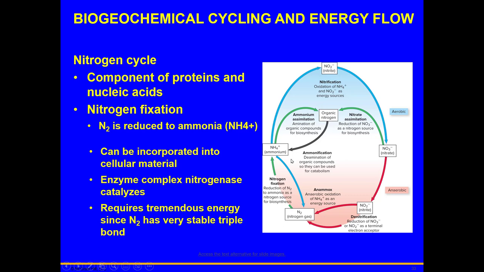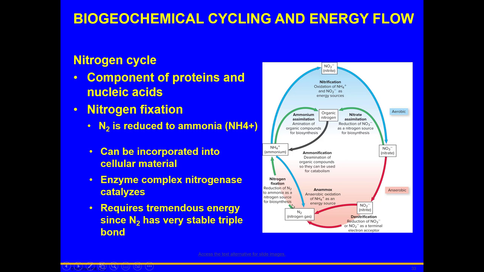We also have ammonification, and that's the deamination of organic compounds so they can be used for catabolism. So you get rid of the NH4, and this NH4 plus means it's an ammonium ion. This can then, in aerobic environments, go through nitrification, and that's the oxidation of ammonia and nitrites as energy sources. So there's one area you can get energy out of. If we go anaerobic down here, we have the nitrates eventually reduced to nitrites. You'll notice that you lose one oxygen. That's because these are reduced when you have the nitrate as a terminal electron acceptor. What can also happen is that it can be converted straight into nitrogen gas.